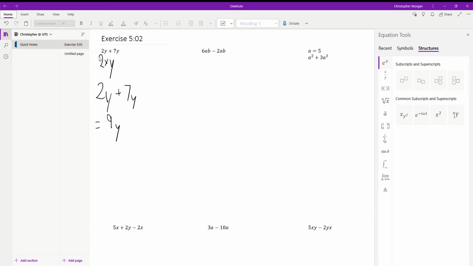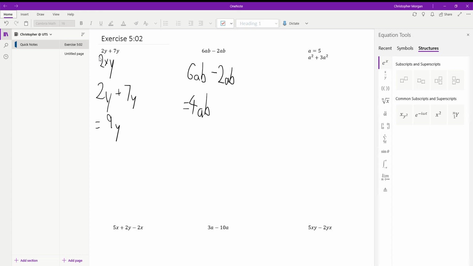That leads us to our second example over here. Now we have 6ab minus 2ab. Well, this just means 6ab minus 2ab. Now remember that as long as the letters are the same, we can simply add or subtract just like normal. So we go 6 minus 2, well, that's simply 4ab. Got to remember my equal signs, don't I? So there we go, 4ab.